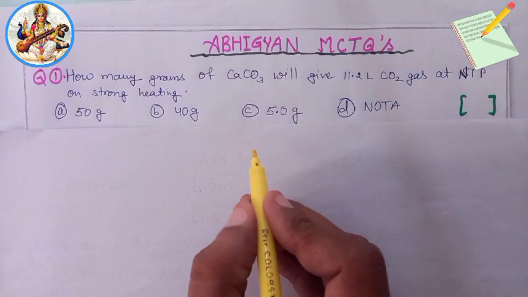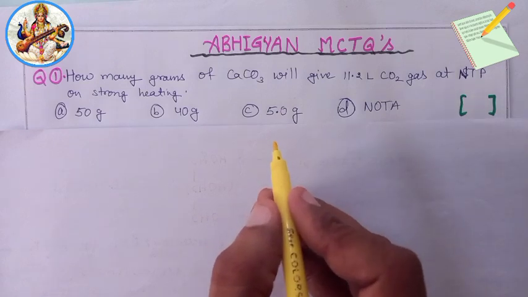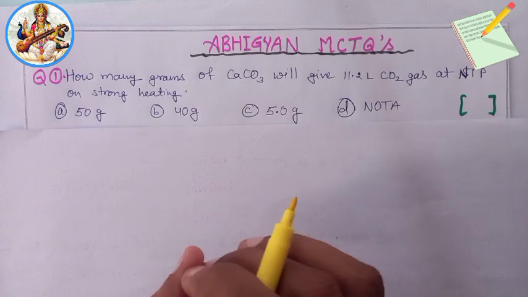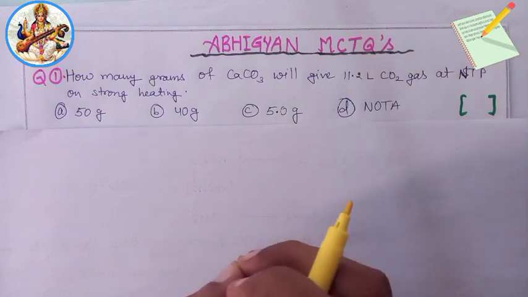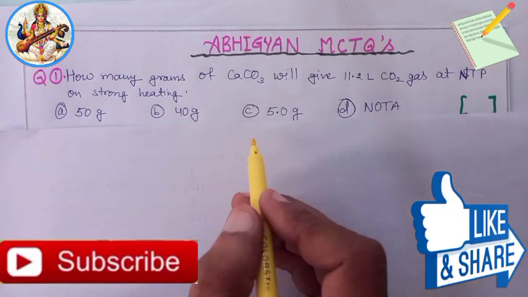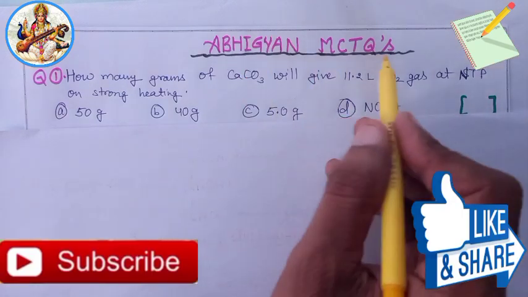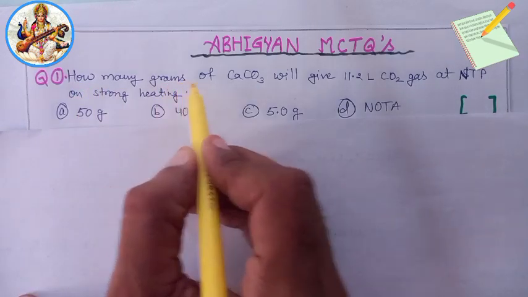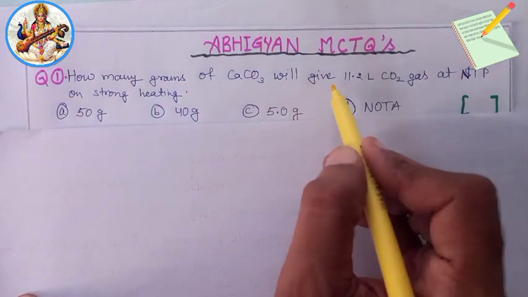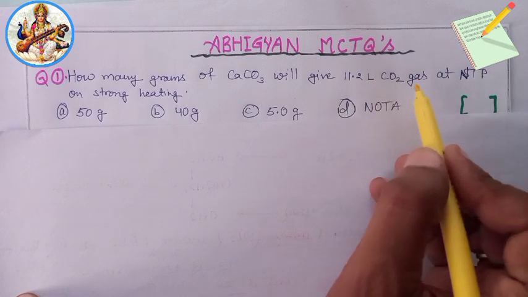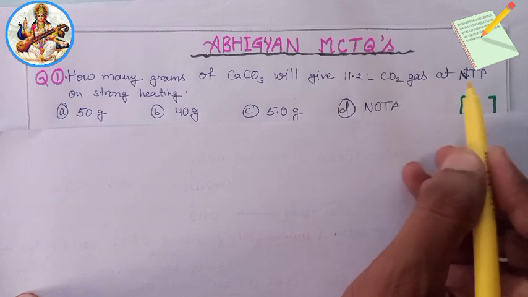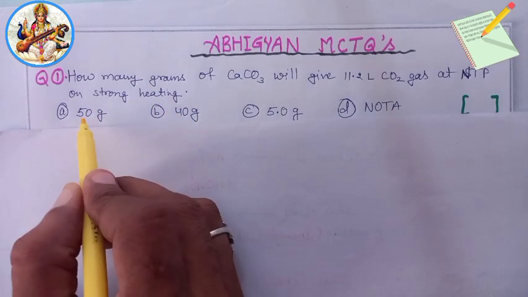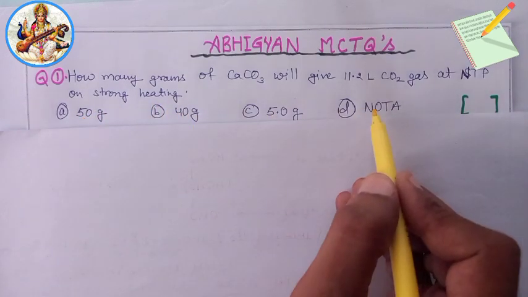Now we will take some multiple choice type questions. You can solve all these questions yourself after pausing the video. So welcome again to the multiple choice type question series. Question first: how many grams of calcium carbonate will give 11.2 liter of carbon dioxide gas at NTP on strong heating? Options A, B, C and D.